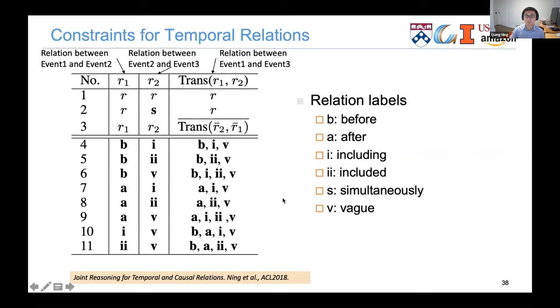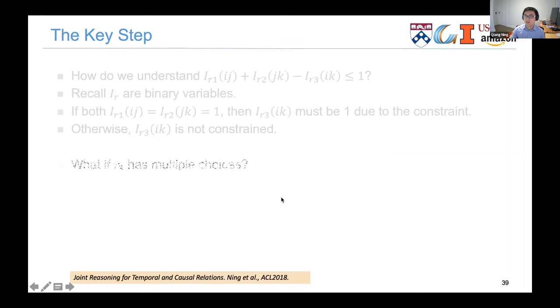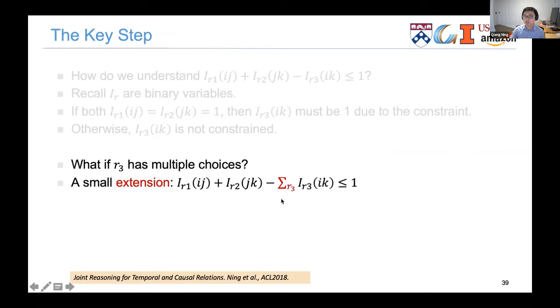But based on these constraints, here's another question. What if R3 has multiple choices? This is shown in the table we just saw in the previous slide. But how do we handle this situation? It turns out that this situation is very easy because a very small extension is to add a summation sign before the third variable. And we should only allow I_R3 to be chosen from a set of candidates. This is how we enforce multiple choices in the transitivity constraints.